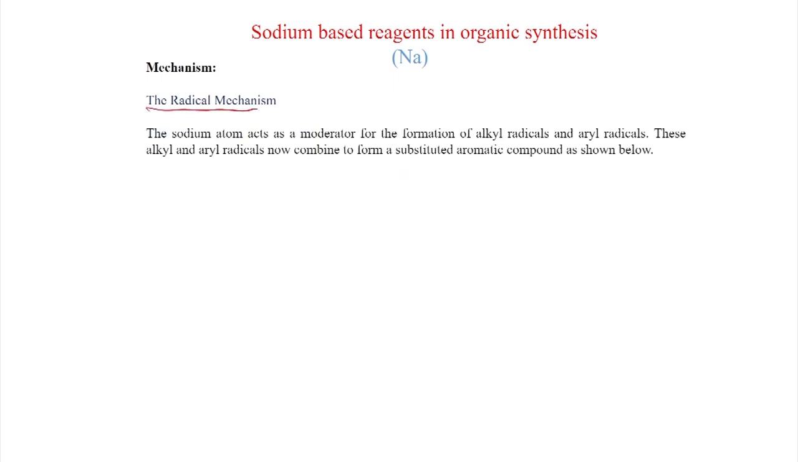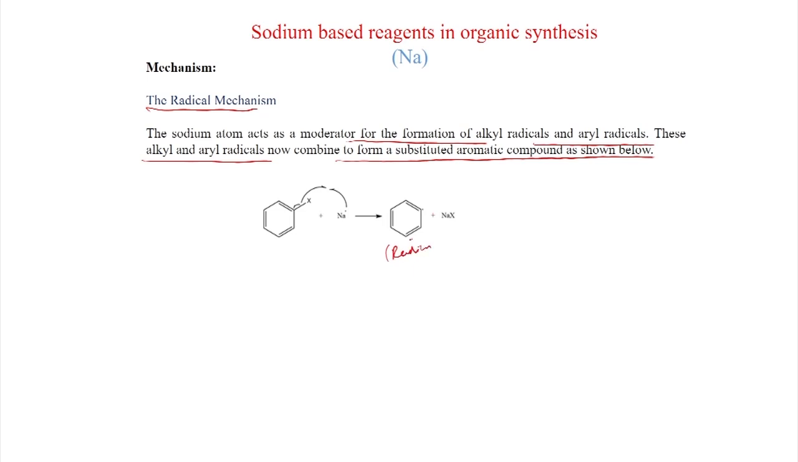So, here the sodium atom acts as a moderator for the formation of alkyl radicals and aryl radicals. These alkyl and aryl radicals now combine to form a substituted aromatic compound as shown below. Like here, single electron transfer. So, the radical is formed first, and then the carbanion. So, the aryl radical is forming here.